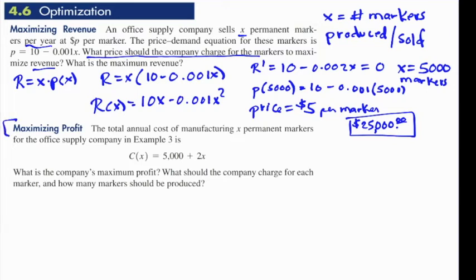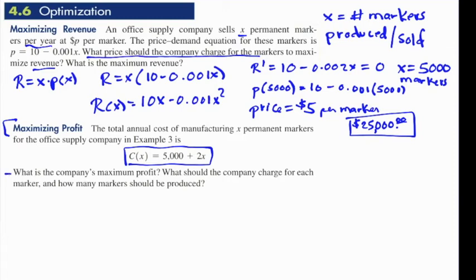Next, we want to maximize profit. And the problem says the total annual cost of manufacturing X permanent markers for the office supply company is given by this cost function. And this is the annual cost for X markers.